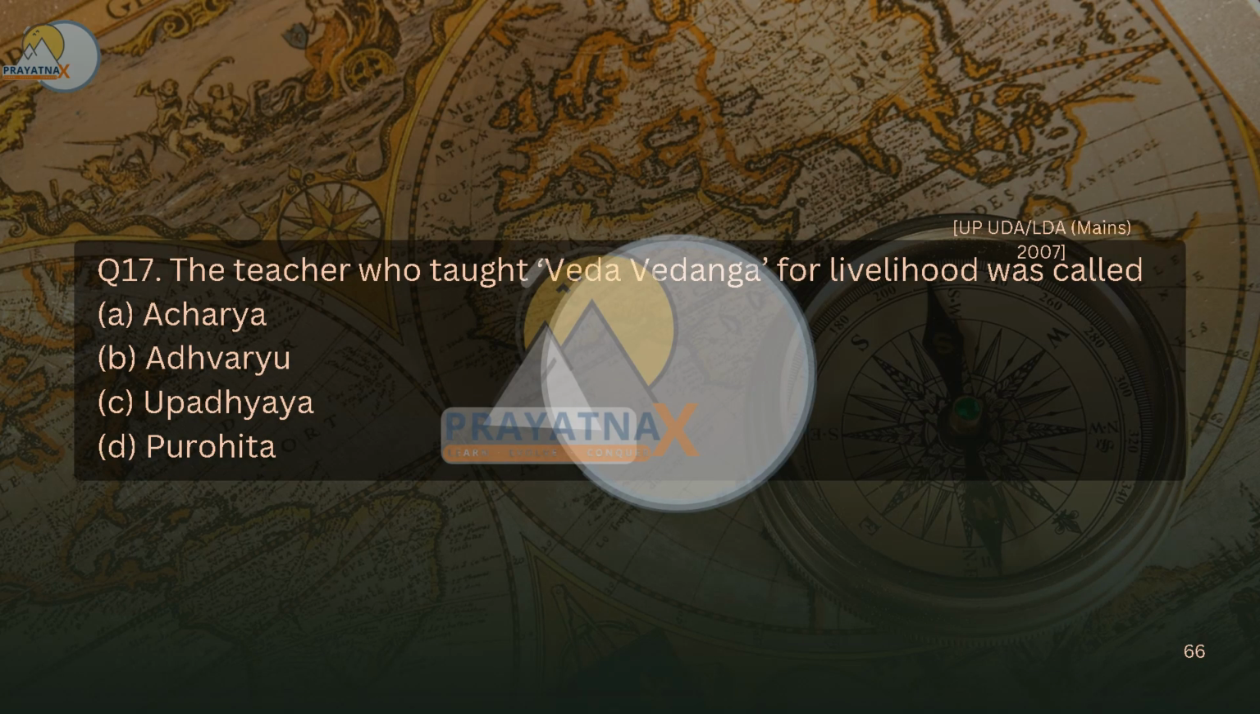Moving on. Next question. The teacher who taught Vedangana for livelihood was called A. Acharya, B. Adharvaryu, C. Upadhyaya, and D. Purohita. So the correct answer for this would be Upadhyaya. He was the teacher who taught Vedangana for livelihood. Moving on to the next question.